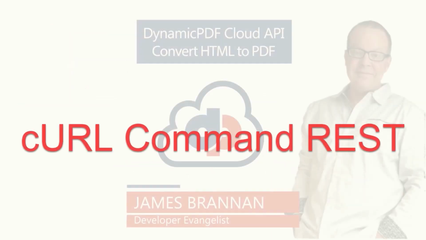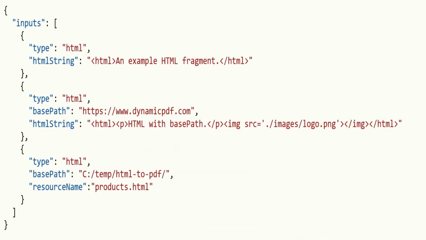Let's begin by using curl. So go to temp HTML to PDF and open the instructions.json. And what we have is a JSON document. You'll see it lists the inputs. We have 3 inputs, all of which are type HTML. In the first one, we just have an HTML string. In the second one, we have an HTML string, but we also have a base path. So that logo.png, although it's just a relative path in our HTML document, the base path is coming from dynamicpdf.com.